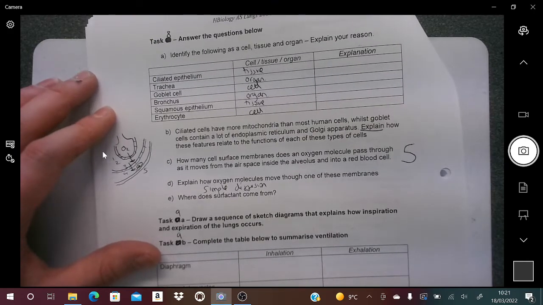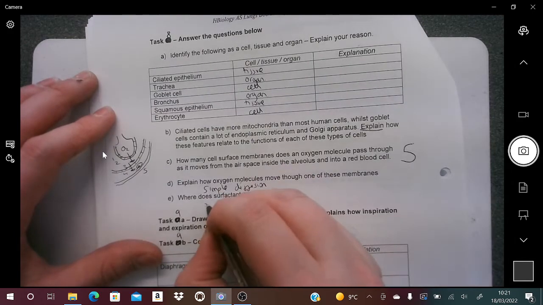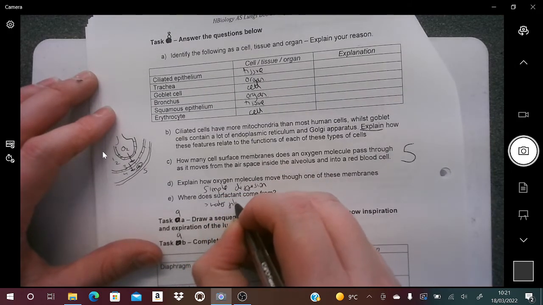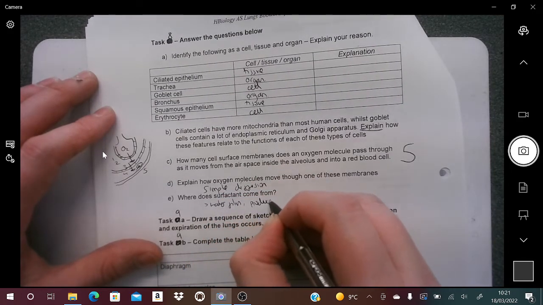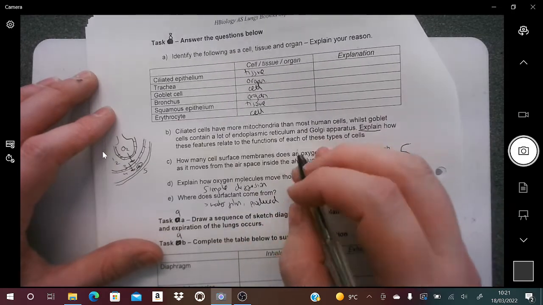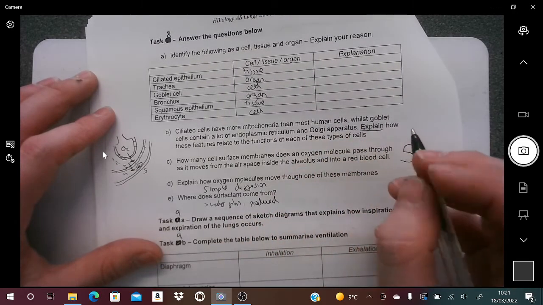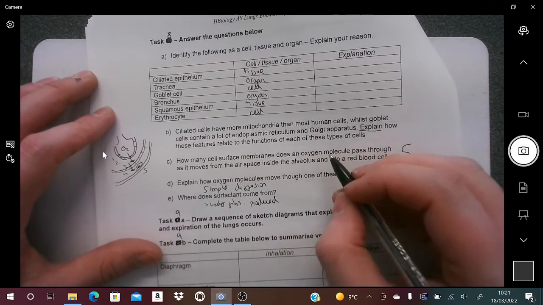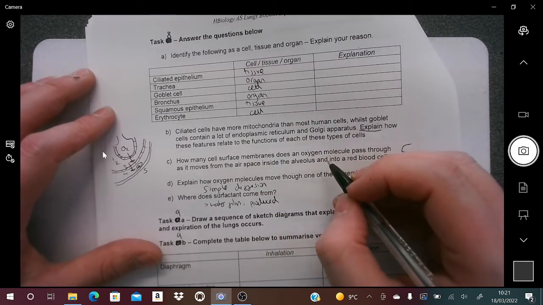And where does surfactant come from? Surfactant is part of that water film. And it's produced late on in the fetus when you are pregnant.